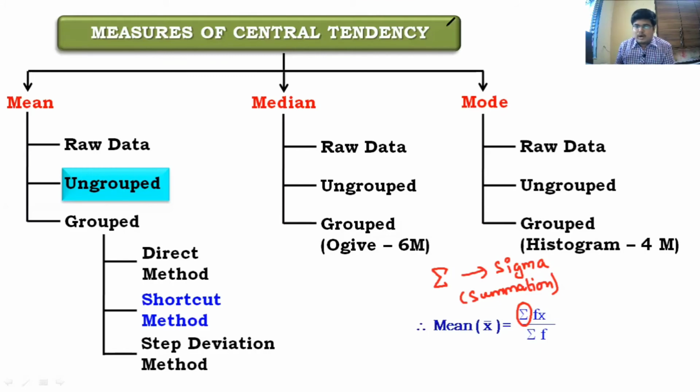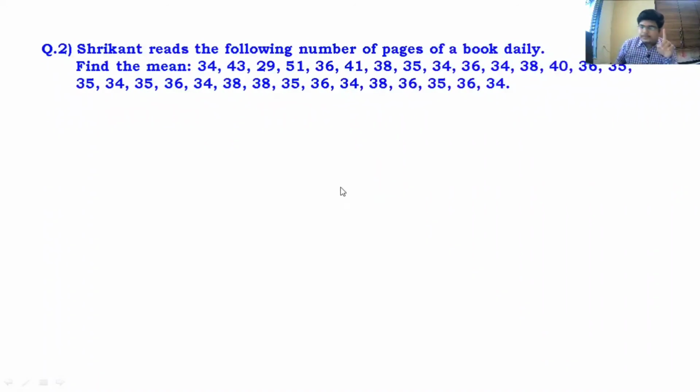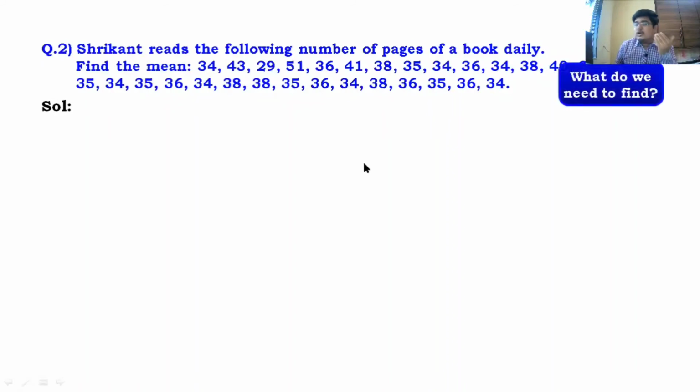So write this formula. I'll explain to you how to do this calculation and how to evaluate the mean for ungrouped data. First write this formula. So we'll take a sum based on the same. Here, this particular question is raw data, so we have to convert it to ungrouped data first. Most of the time in the sums, you will directly get ungrouped data. But if that is not the case, then you have to convert it to ungrouped data.